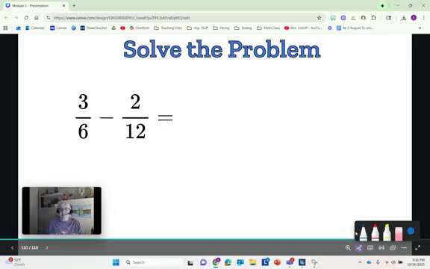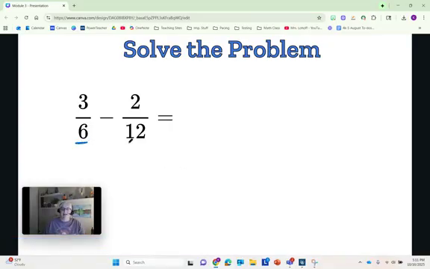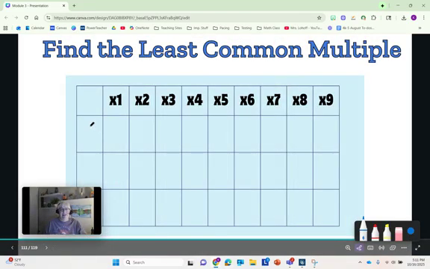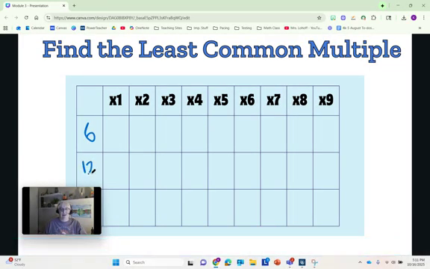3/6 minus 2/12. The first thing we always do when adding or subtracting fractions, we look at the denominator. 6 and 12, those are two different numbers, so we need to find the least common multiple for 6 and 12. Any ideas of what numbers on the multiplication chart 6 and 12 will have in common, and which one might be the least? If not, let's look at the chart. If you do know, let's see if the chart confirms what you think.